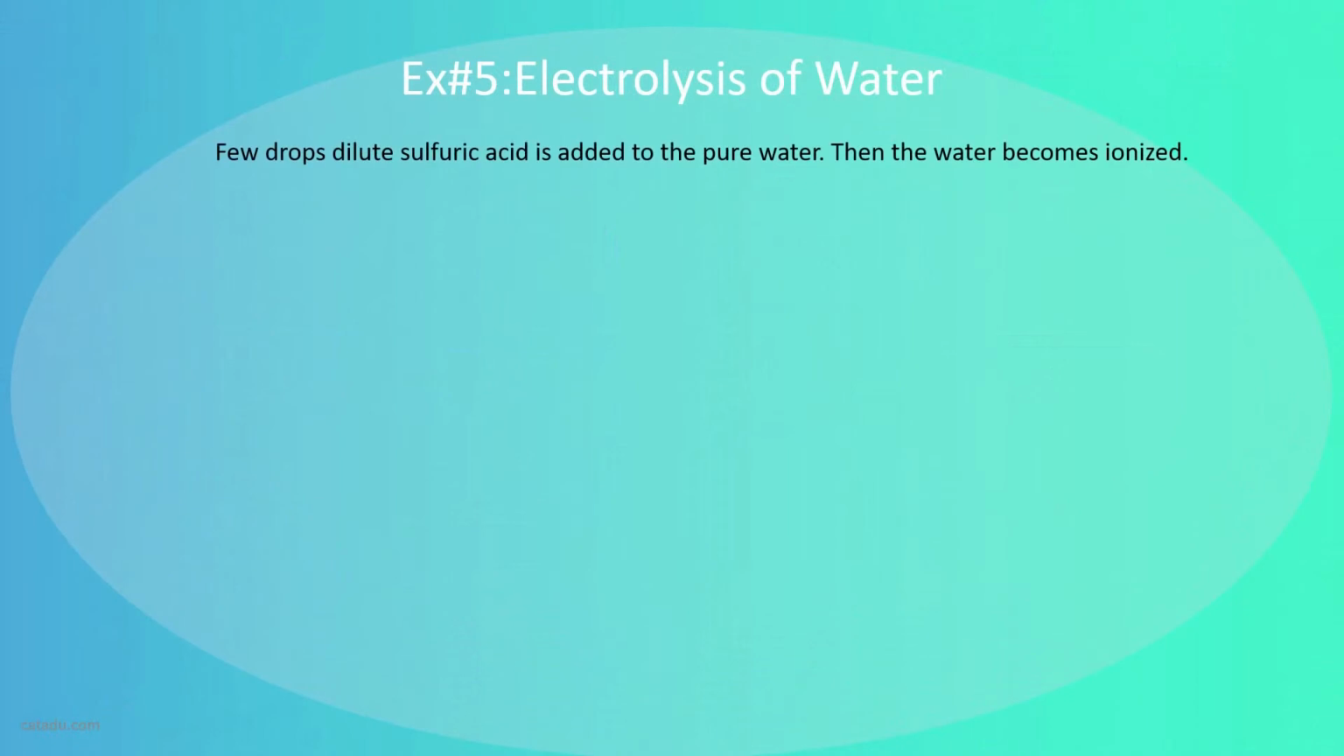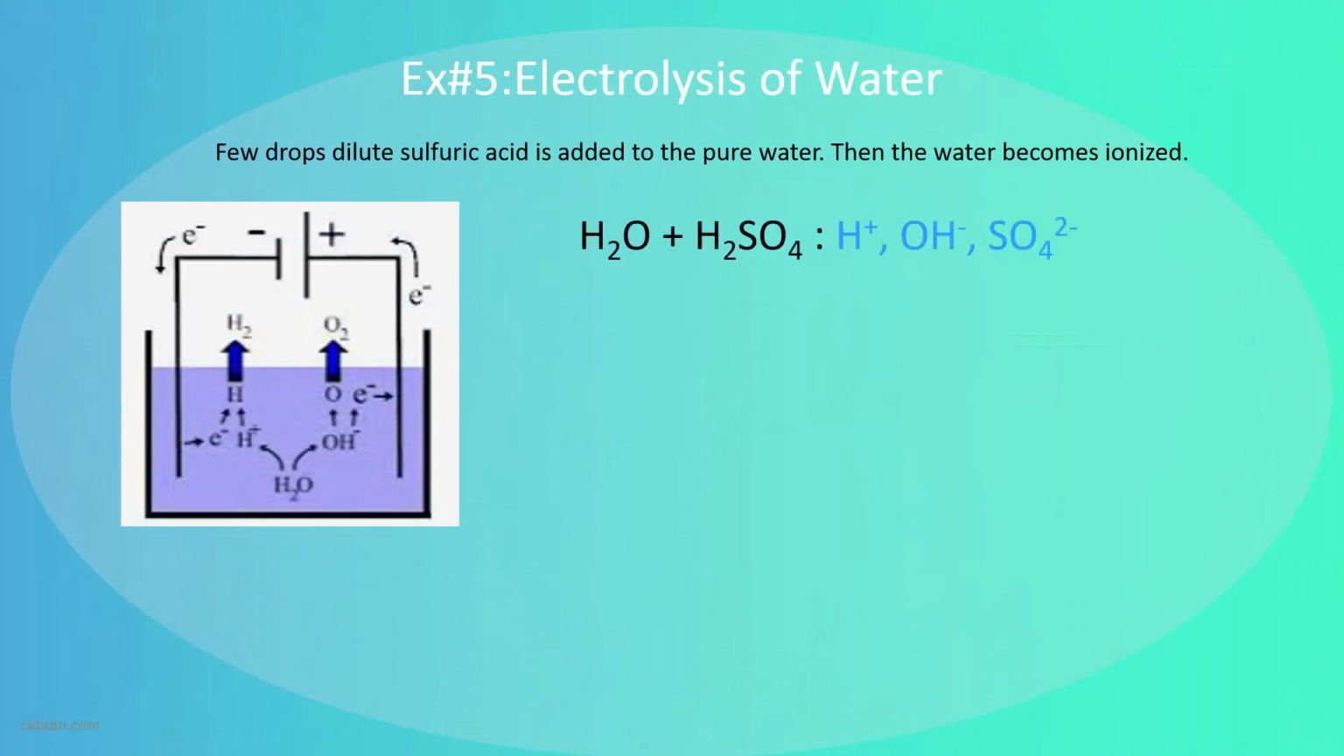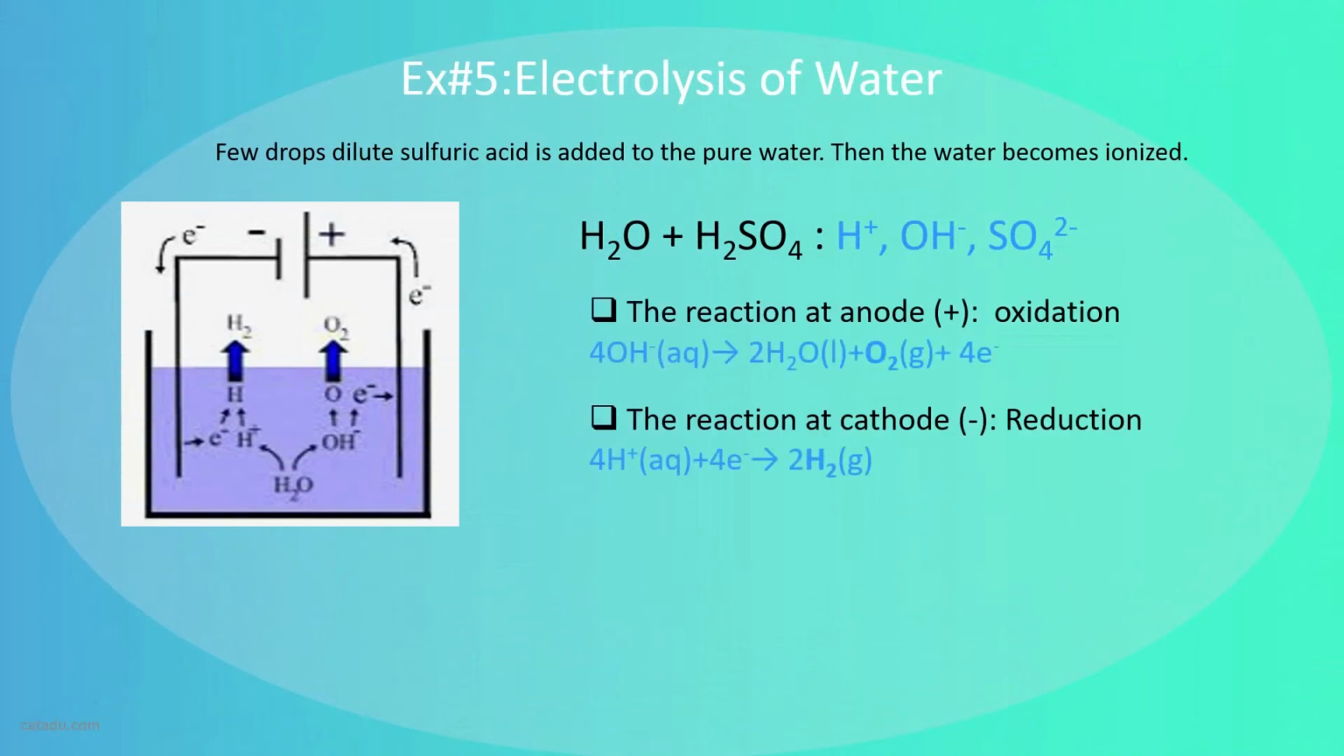Electrolysis of water. We know pure water is non-electrolyte. Few drops of sulfuric acid added to water, the water becomes ionized. So water plus sulfuric acid, the ions are hydrogen ion, only 1 positive ion. It gives hydrogen gas at the cathode, this is reduction.